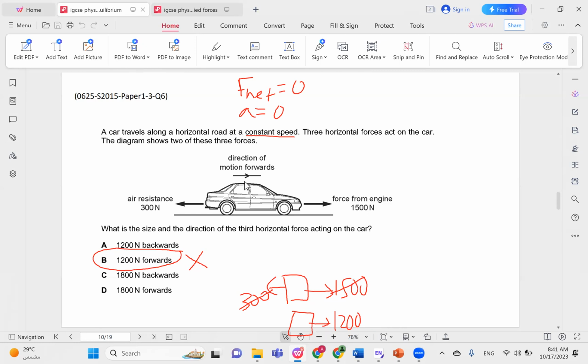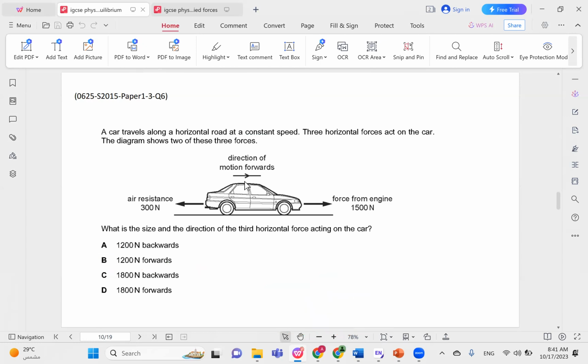This is all incorrect because you have not read the question carefully. So let's try to do it in a better way. We said constant speed means acceleration equals zero, and this tells us the net force equals zero. So we have a box. We have a force of 1,500. We have a force of 300. And we have another force that we don't know anything about so far. Where do we place the third force so that the net force is zero?